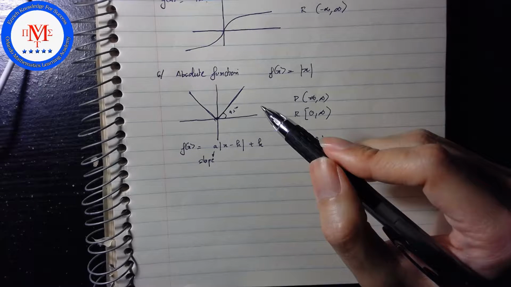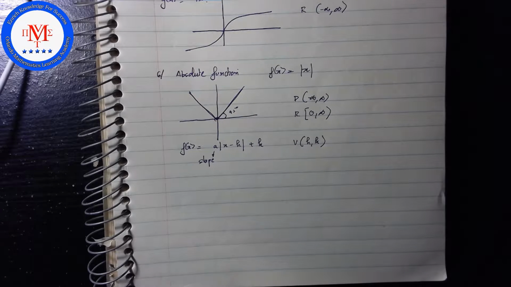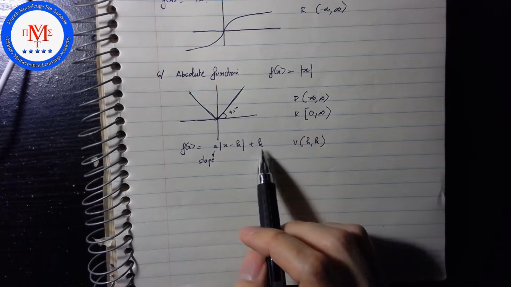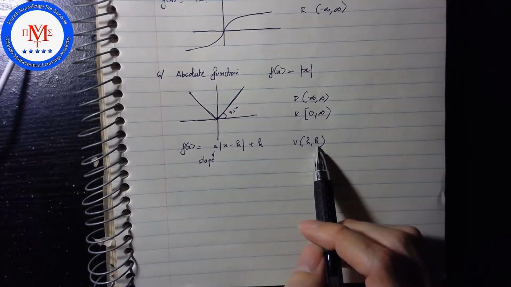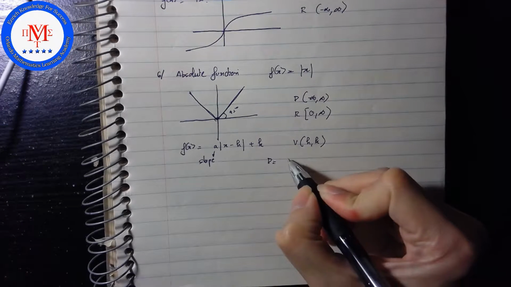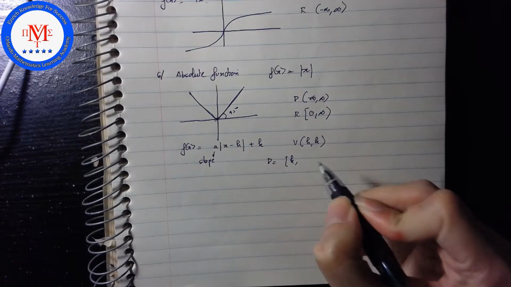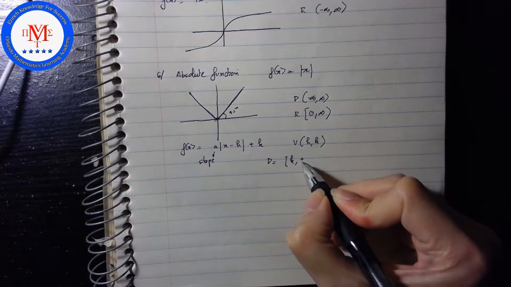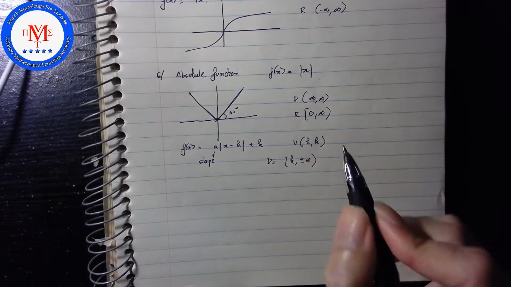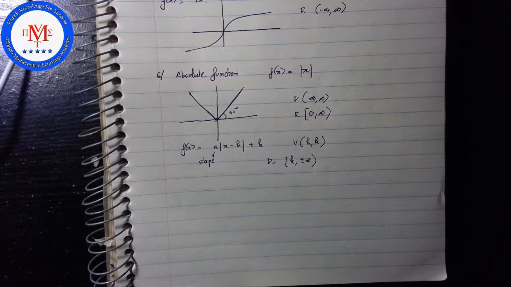If the vertex is over here, the y-coordinate of the vertex is k, so the range will start from k and go either positive or negative. If it opens up, then we go from k to positive infinity. If it opens down, then we go from k to negative infinity. Okay, number 7.